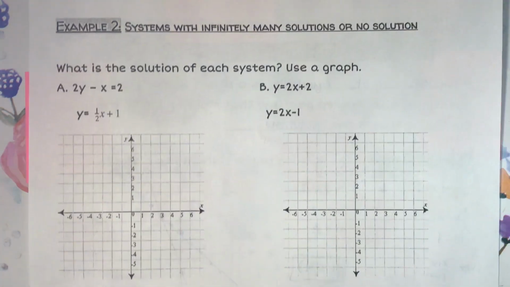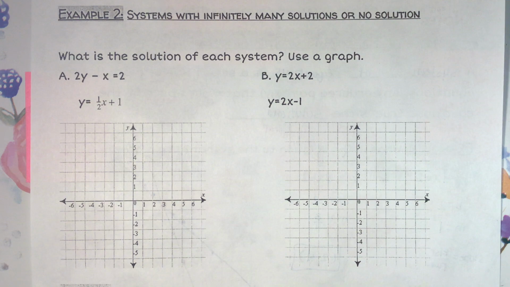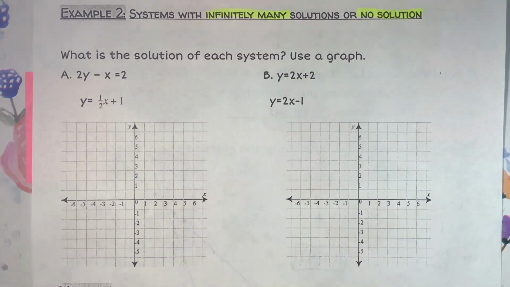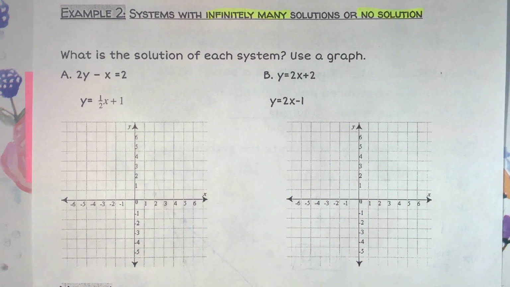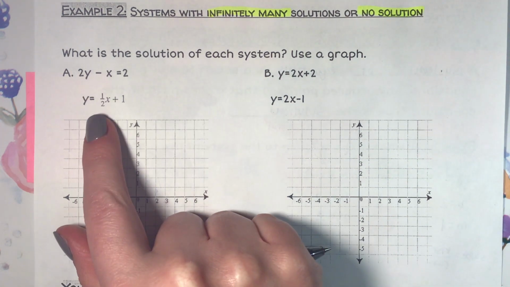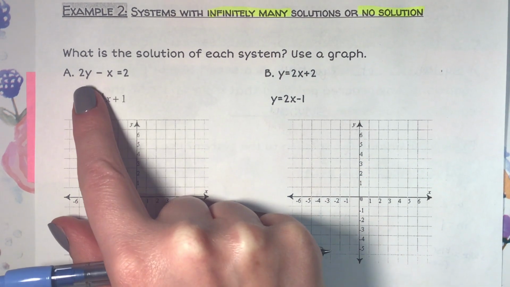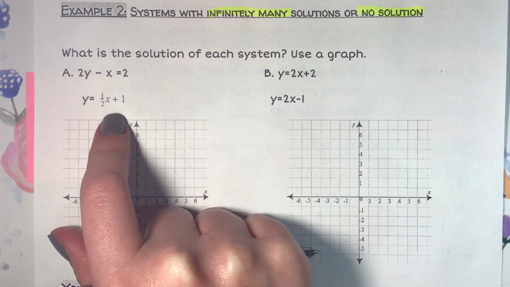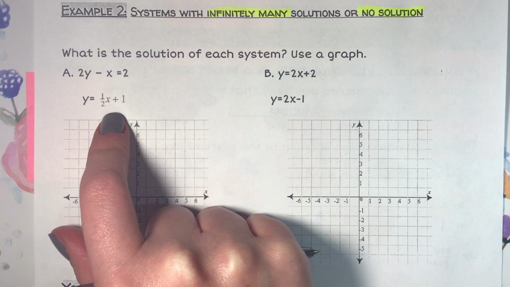Now we have two other special types of solutions that I want to talk about with you now. They're systems with infinitely many or no solution. We do have situations like that as well. And I'm going to show you the different types so you can see what I mean. So first, let's look at this problem. I have the equation 2y minus x is equal to 2, and y is equal to 1/2 x plus 1.